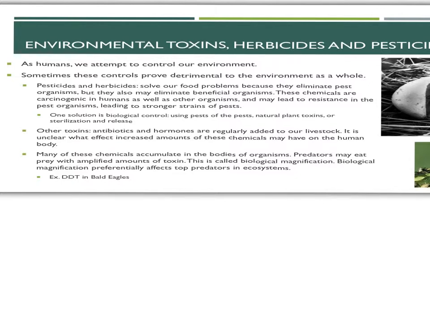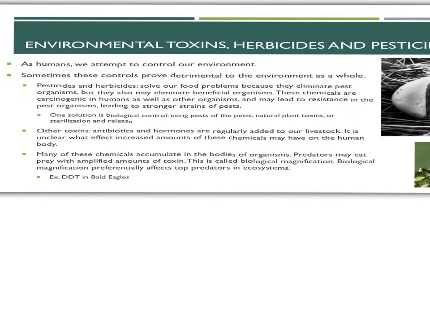There have been lots of examples of this. For one, pesticides and herbicides, they're to help our food problems because they eliminate the pest organisms, but they also eliminate beneficial organisms and can upset the whole ecosystem. The other problem is that a lot of these chemicals are carcinogenic, that is cancer-causing in humans and other organisms. And the other problem is that they may lead to resistance in the pests, and you end up with stronger strains of pests. We have seen examples of this, so that you have now pest organisms that are immune to all of these pesticides and herbicides that you were trying to use.